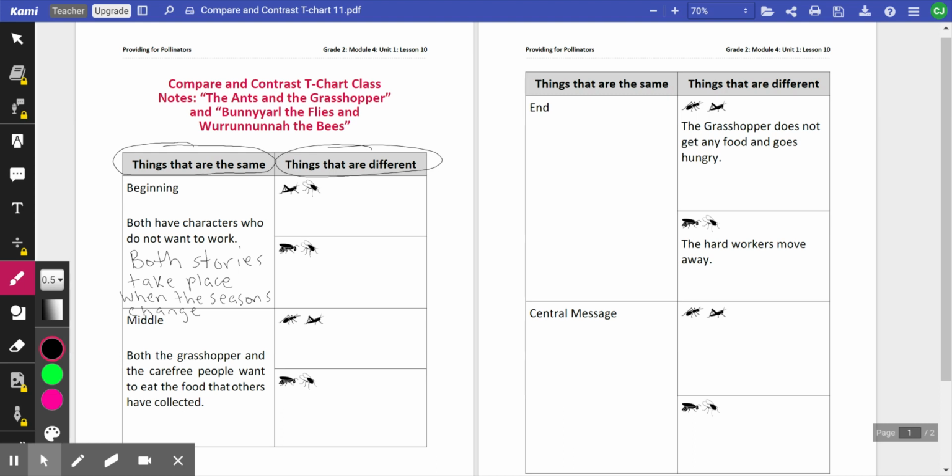Right on, they're different. In which column of the T-chart should I write about the characters? Should I put them in the same or the different column? Different, yes. So I see there's a grasshopper, so I'm going to put the grasshopper and ants in this one. And in this one, I see bees and flies, so we're going to put bees and flies here.